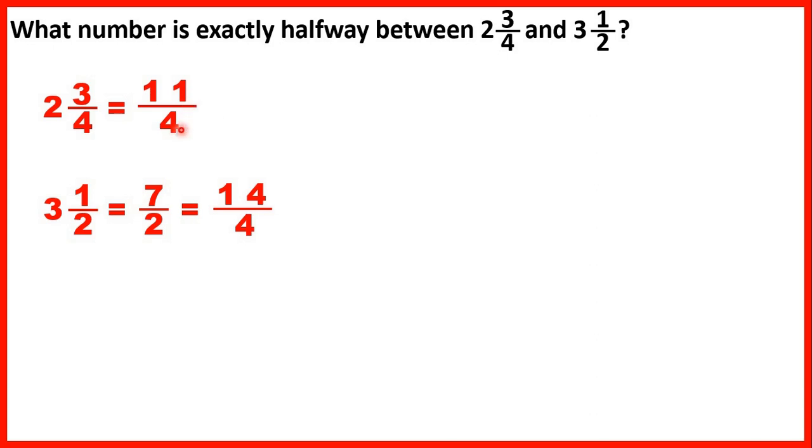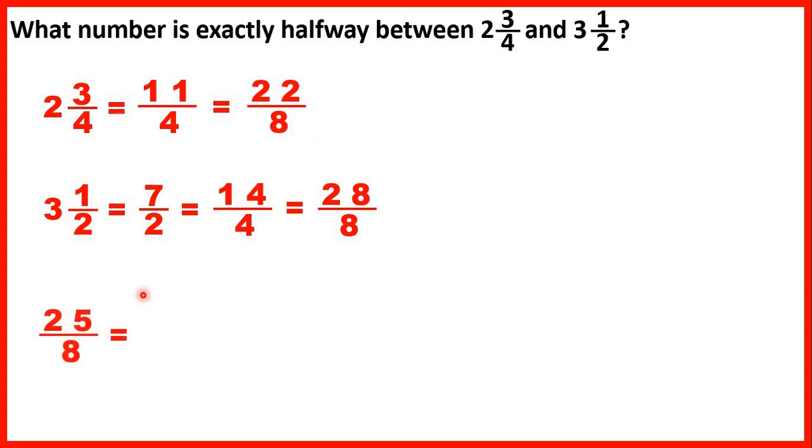So let's try changing them to fractions with a denominator of 8. 4 times 2 is 8, 11 times 2 is 22, and 14 times 2 is 28. So the number right in the middle or halfway between 22 and 28 is 25. So our number is 25/8. We could write our answer as an improper fraction, or we could change it back into a mixed number. 25 divided by 8 is 3 remainder 1, so that's 3 1/8.